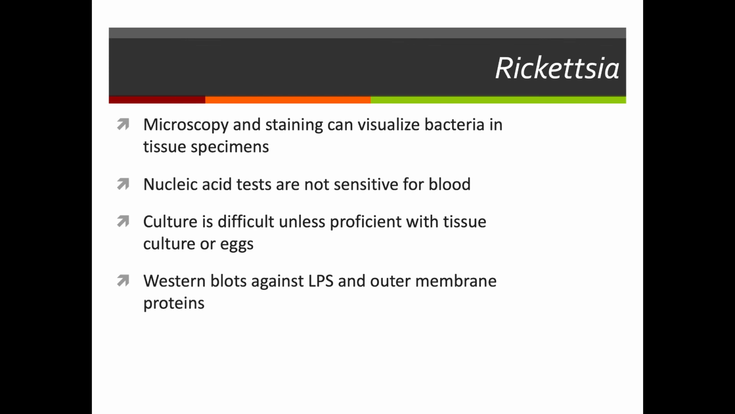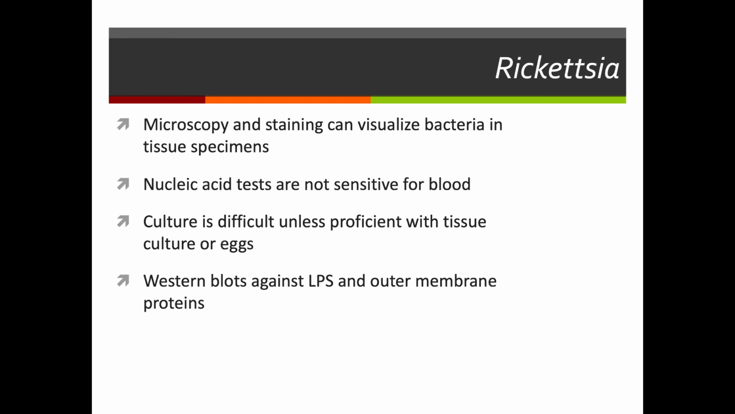In order to diagnose a rickettsial infection, microscopy and staining are useful to visualize bacteria in the tissue specimens, like a biopsy. Nucleic acid tests are not sensitive enough to detect the pathogen in the blood. We just don't have a good enough PCR yet. Culture is difficult unless you are proficient with tissue culture or eggs. These are obligate intracellular pathogens. They will not grow unless they are in a eukaryotic cell culture.